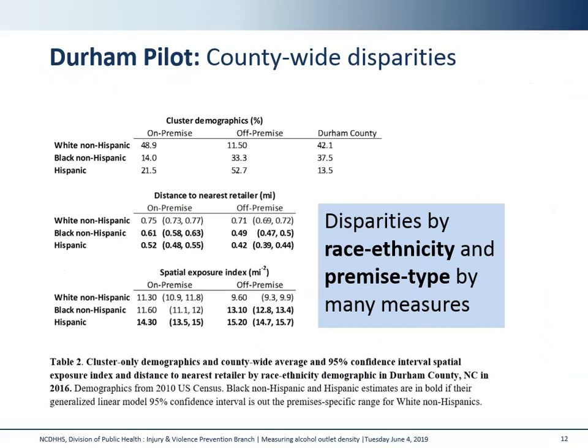Not just to clusters, so dropping the clusters and just looking at who lives in Durham. The table at the top is the same as the prior graphic. The next two tables show two other measures, whether considering the distance to your nearest retailer or a spatial exposure index that looks at your distance to a bunch of retailers at once. Black and Hispanic individuals in Durham were exposed to a denser alcohol outlet environment in general, as well as particularly off-premise environment. So for instance, from the second table, Black and Hispanic residents live about half a mile to their nearest retailer versus about 3/4 of a mile for white non-Hispanics. And this spatial exposure index, again, combines 7 outlets into one measure, and I've got a slide on that at the end if you want.